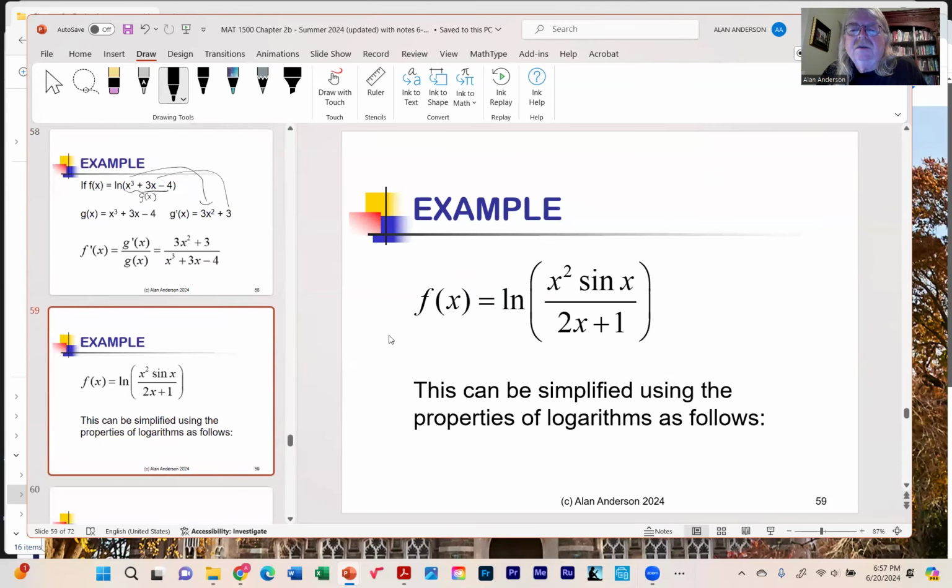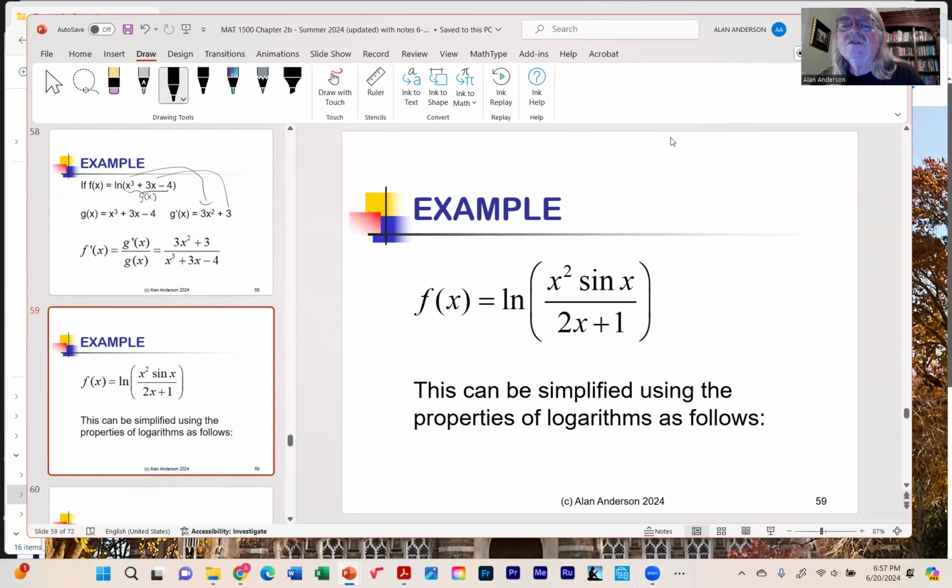All right, let's try another. Oh, now you can see what's coming here. You could rewrite this. Now, g of x is this expression. The problem here is that g prime of x is going to be a nightmare. So it turns out that sometimes we can simplify our results by taking advantage of the properties of logarithms.